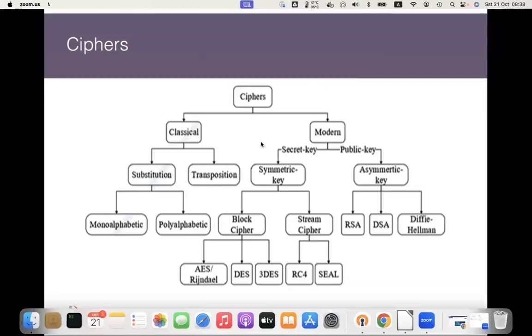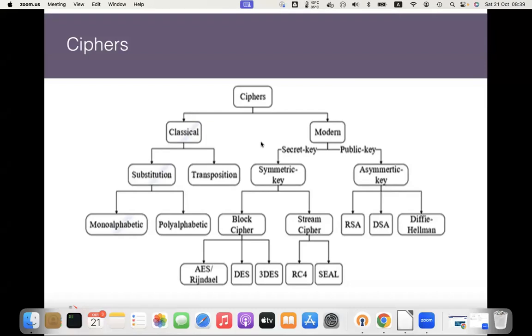Right. Okay. Let's start over. So basically, first I will show you the big picture of the cryptographic algorithms. We can divide them into two groups, what we call classical and modern. In the classical cryptographic algorithms, that is the historical ones, we usually divide into two groups, what we call substitution ciphers and transposition ciphers.